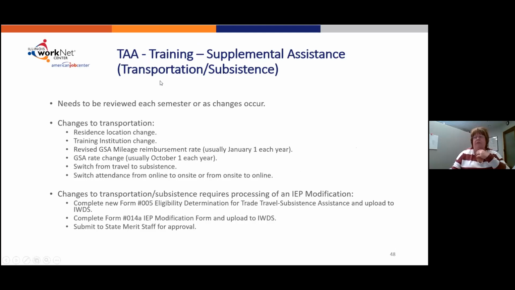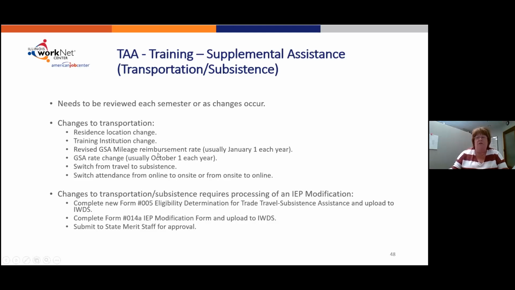For the supplemental assistance, which is your transportation and subsistence, that must be reviewed each semester or as any changes occur. Some changes that could be made: if the participant moves, their residence location changes, and that could change the distance they're traveling. Training institution changes, like when they have to take a class at another campus this semester, can also change the distance that they're traveling.